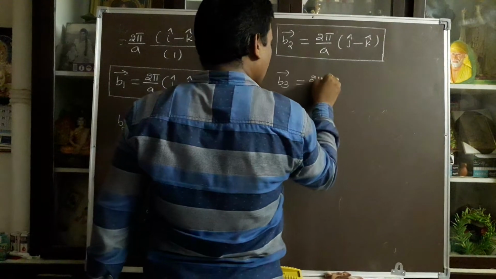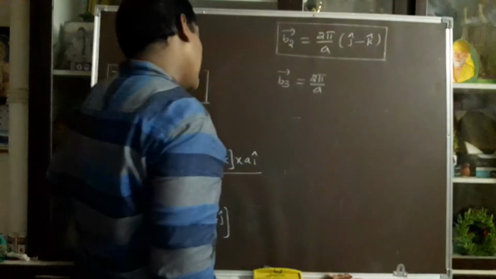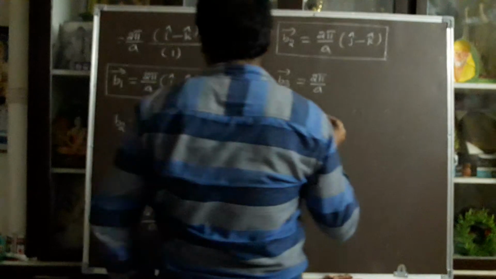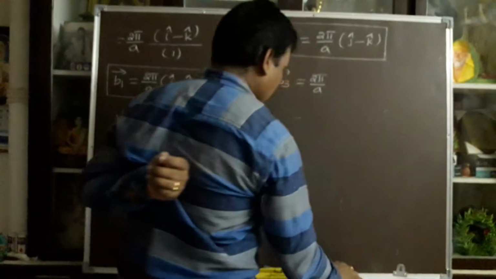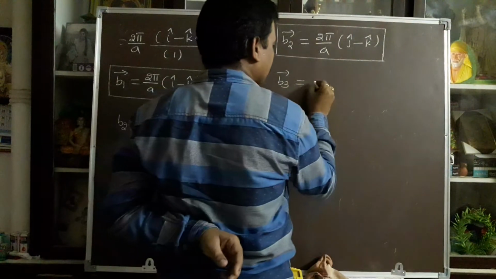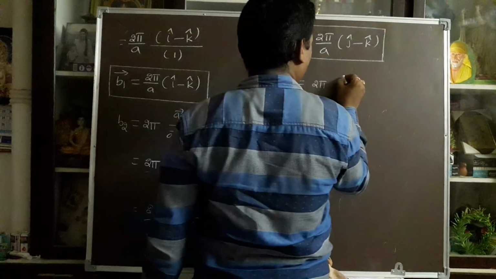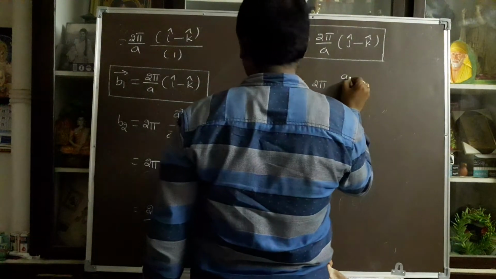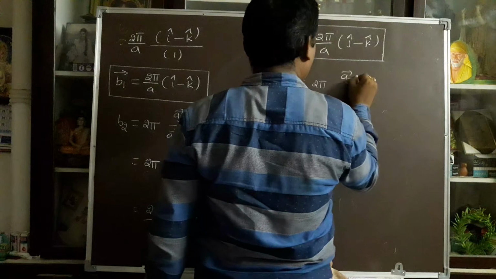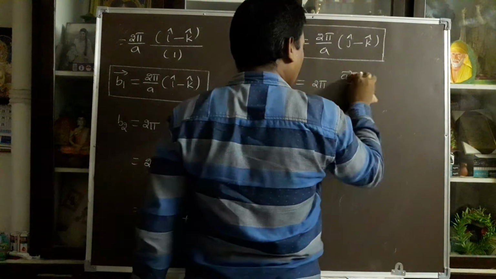In a similar way, B3 bar can be calculated. B3 bar is equal to 2 pi by a into... wait.